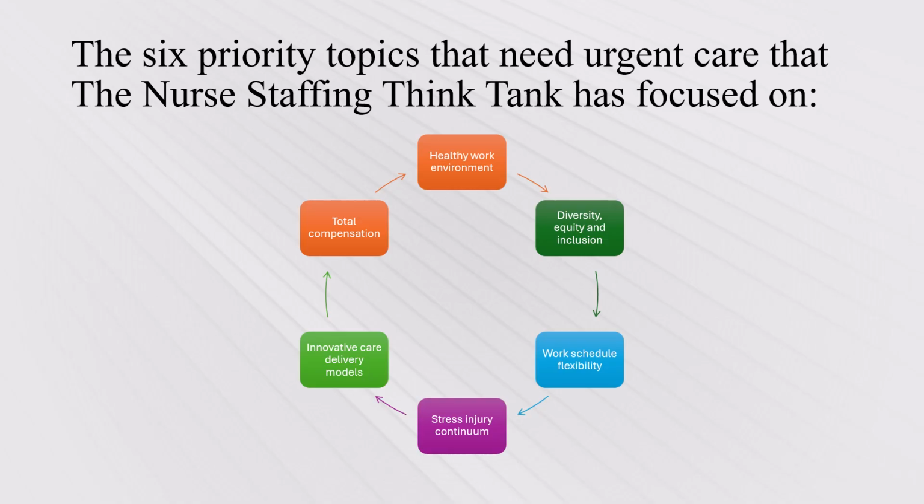The Nurse Staffing Think Tank is a diverse group of frontline nurses, nursing leaders, and other key stakeholders, including patient safety representatives, CEO, CFO, and human resources. They have published a set of priorities and recommendations that provide immediate strategies that can be feasible in the short term, such as 12 to 18 months, to help address the nurse staffing crisis.